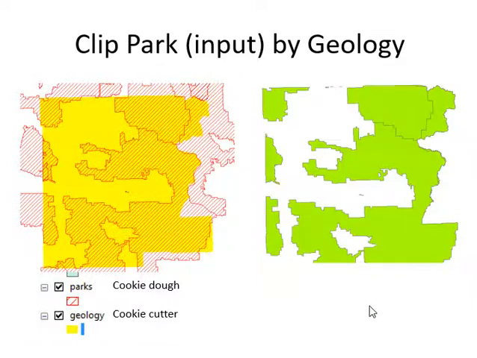My output then is going to have only the park information, but it will have only the area of the geology. You can see here the geology extended beyond the parks, but because the park didn't have anything there, it maintained that border function correctly.